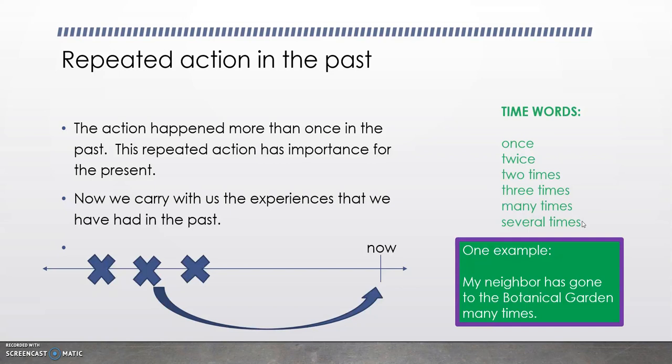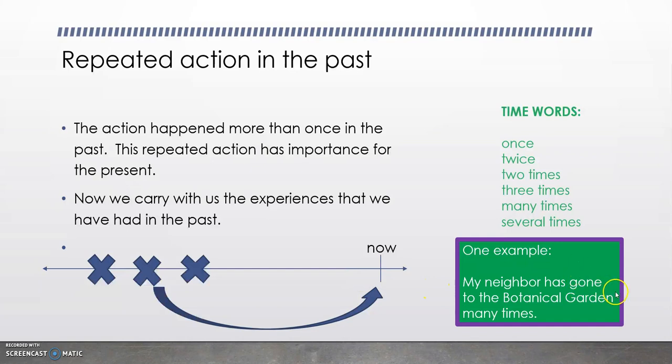Here's the second one: repeated action in the past. What does it mean? The action happened more than once in the past. This repeated action has importance for the present. Now we carry with us the experiences that we have had in the past, right? So something happened, maybe it happened again, and those actions have some importance to the present time.